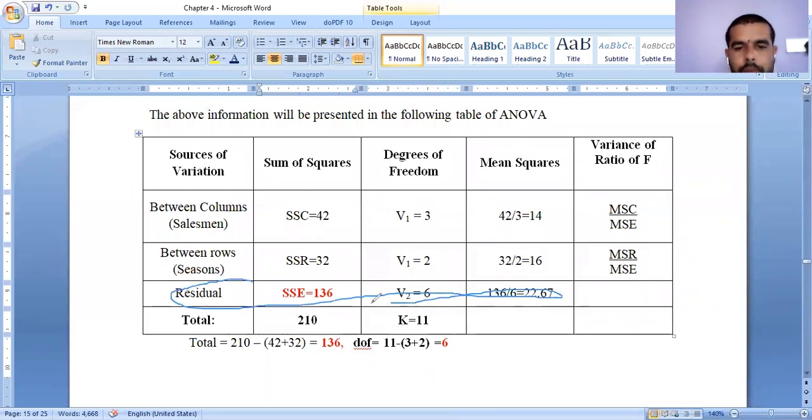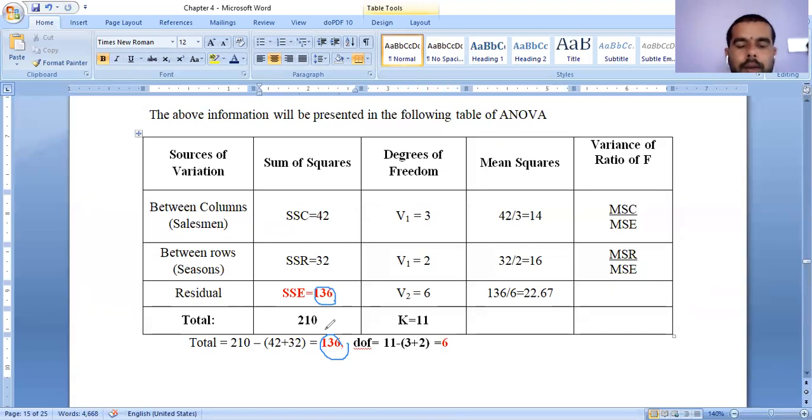This step is very much important. Okay, total is equal to 210. You observe carefully, 210. The principle is here: 210 minus 42 plus 32 is equal to 136. You got this 136. Okay, this 136 you have to write at the place of SSE.